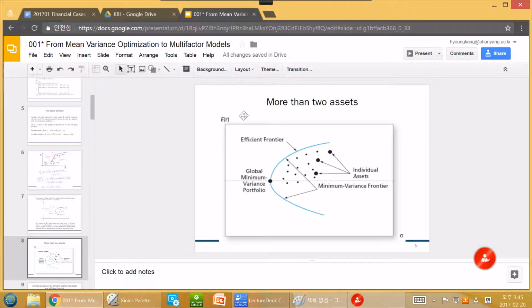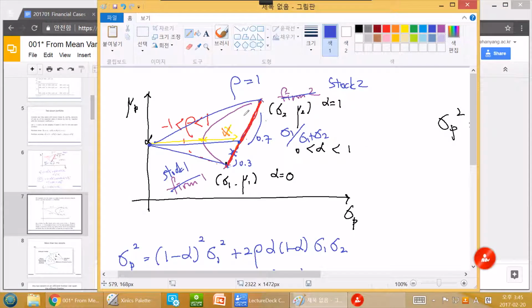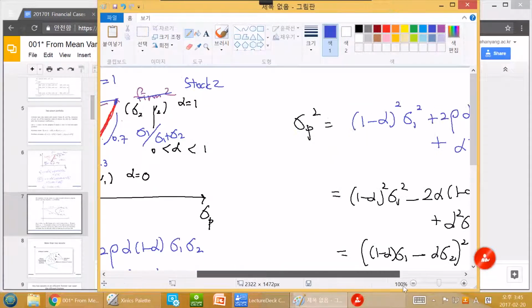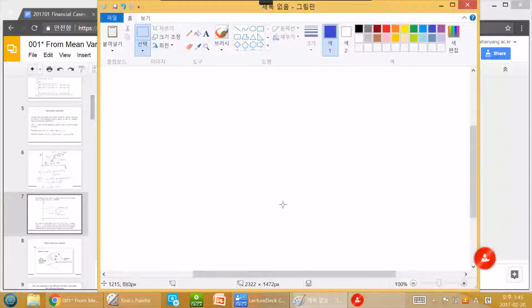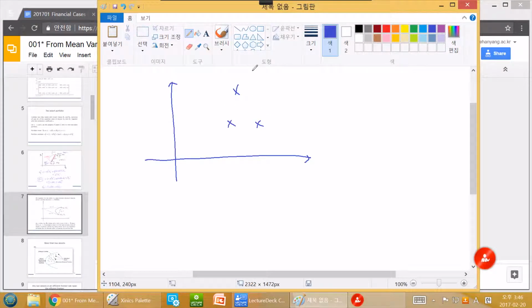So what if we have more than two assets? Now think about this. Currently we assume we have only two assets, S1 and S2, and then we have this efficient frontier. What if we have more than two assets? Suppose we have an asset somewhere over here. If we have more than two assets, for example 3 assets, then we can do very well. Now, the efficient frontier perfectly covers this. So by combining those three, we can do much better than holding any individual asset. In general, we can achieve this.